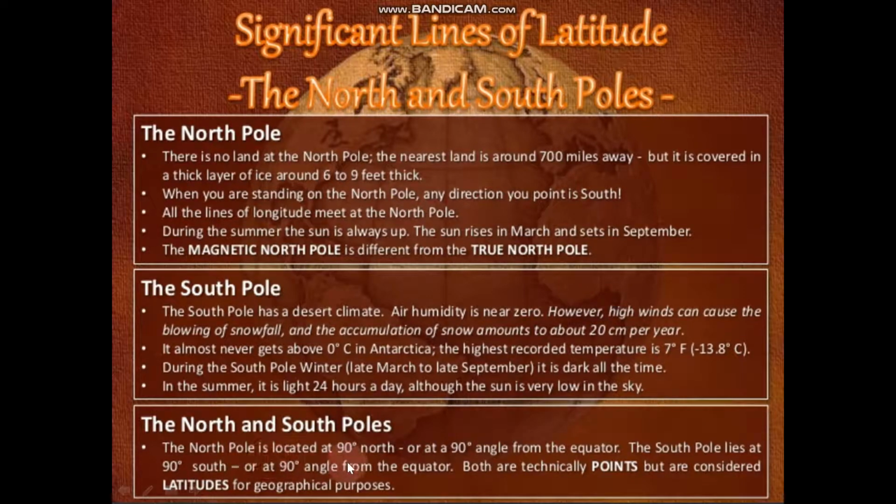North and South Poles. The North Pole is located at 90° north or at 90° angle from the equator, and the South Pole at 90° south or at 90° angle from the equator. Both are technically points but are considered as latitudes for geographical purpose. To find out the distances, these points are used.